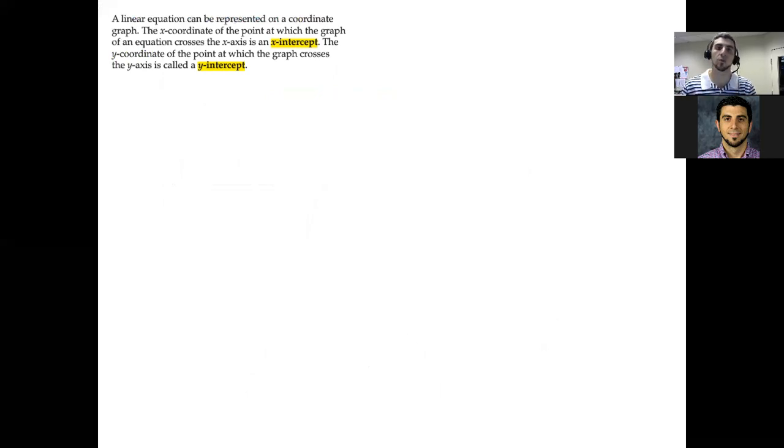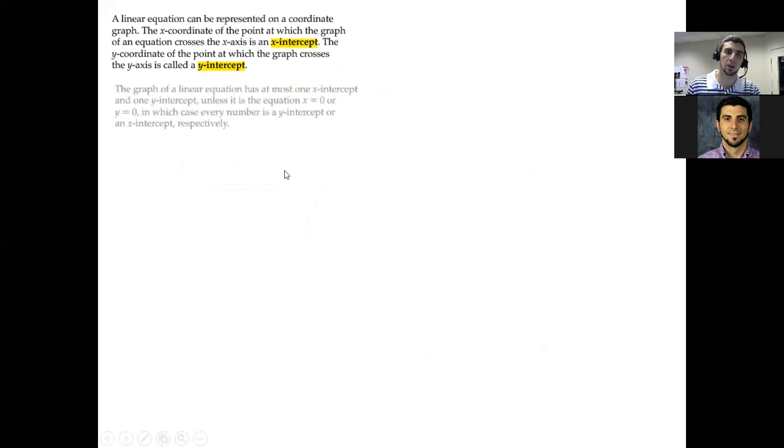The x-coordinate of the point at which the graph crosses the x-axis is an x-intercept. It intersects, kind of think of it like that, it intersects the x-axis, so that's called the x-intercept. And the y-coordinate of a point at which the graph crosses the y-axis is called, guess what, the y-intercept. So the graph of a linear equation has at most one x-intercept and one y-intercept, unless it's the equation x equals 0 or y equals 0, in which case every number is a y-intercept or an x-intercept respectively. And we'll talk about what that means in a minute there.